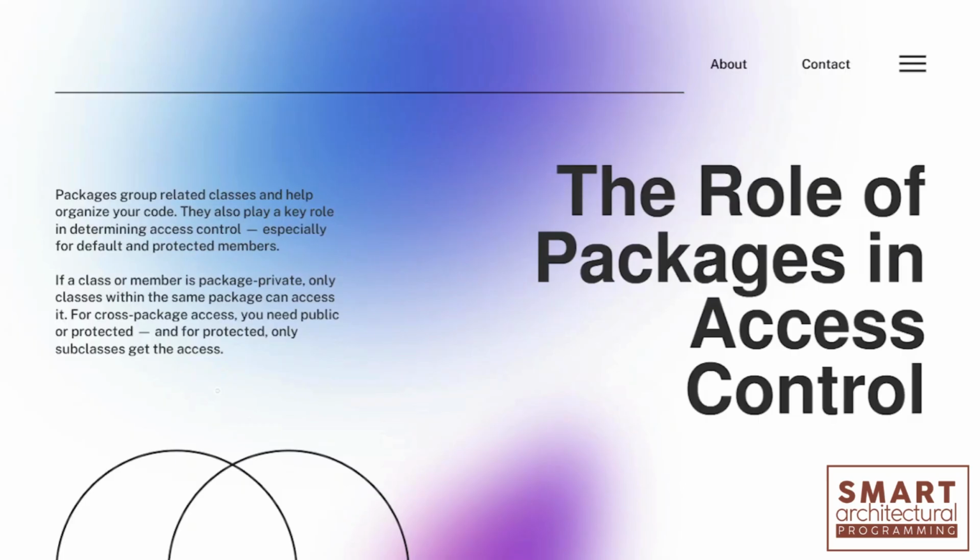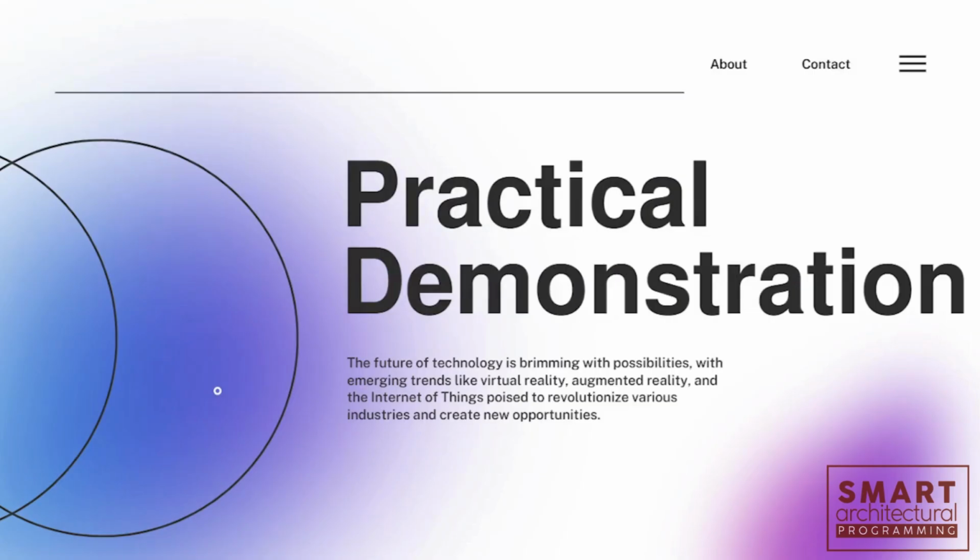So if a class or member is package private, only classes within the same package can access it. For cross-package access, you need public or protected, and for protected, only subclasses get the access level to packages outside of the main package. So, a little practical demonstration on this as well. Let's jump into some code and see how access modifiers work in reality, right?